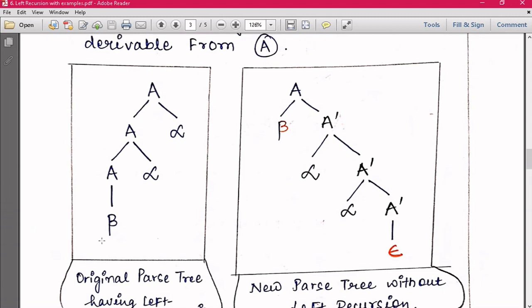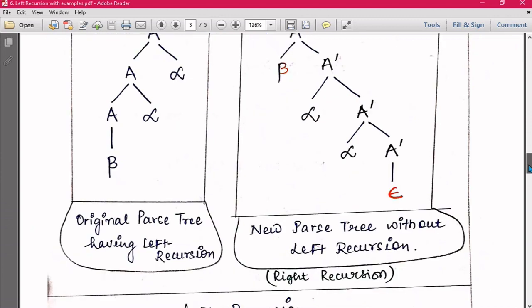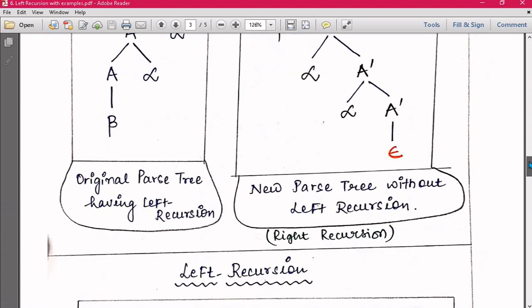So if this is causing any issues, better is you can write a different structure for it, which will avoid the problem, and both will also generate the same string, and this is called your right recursion also.